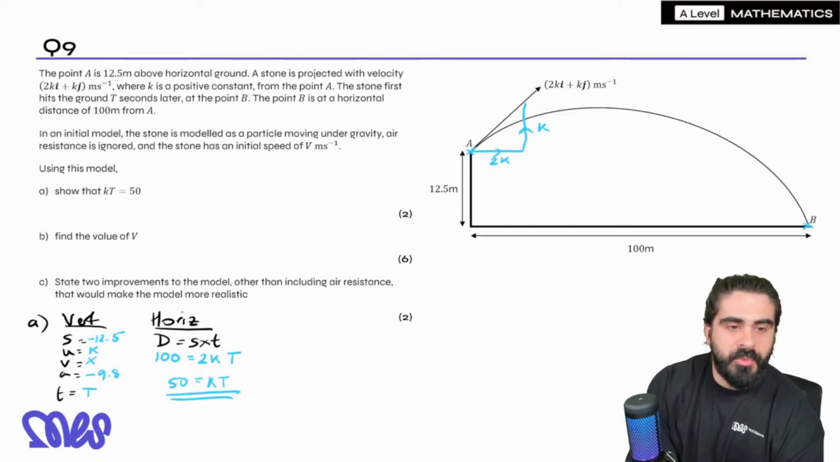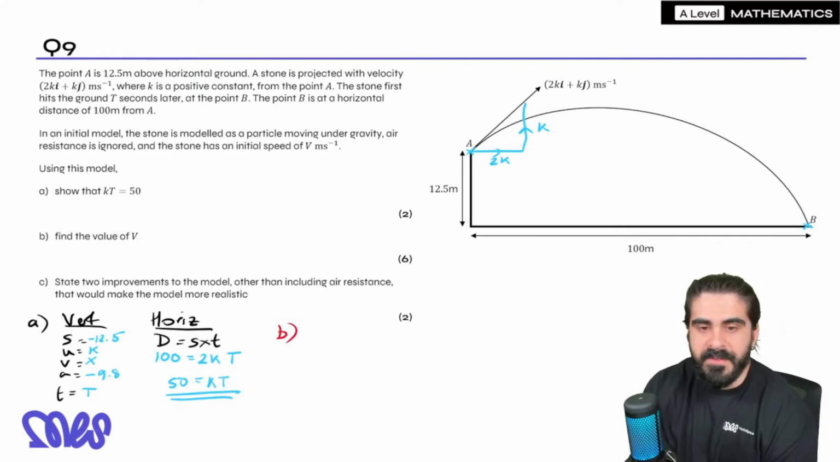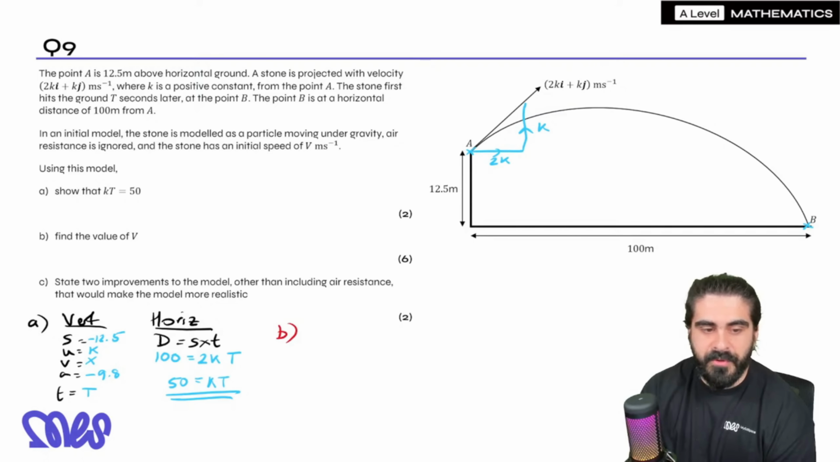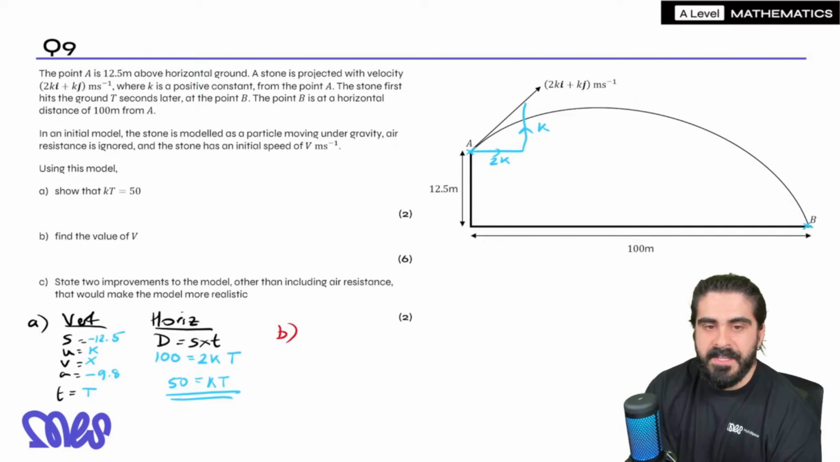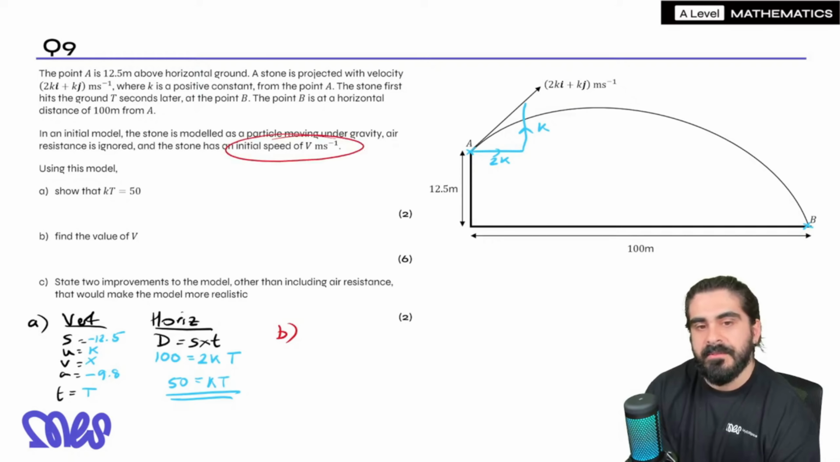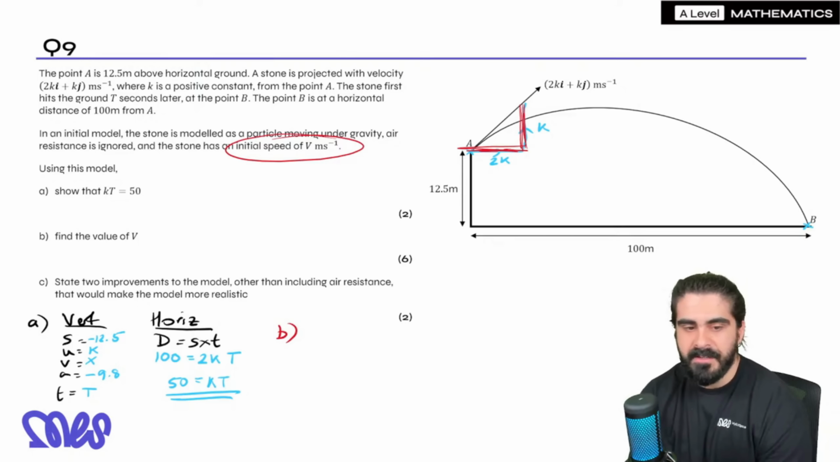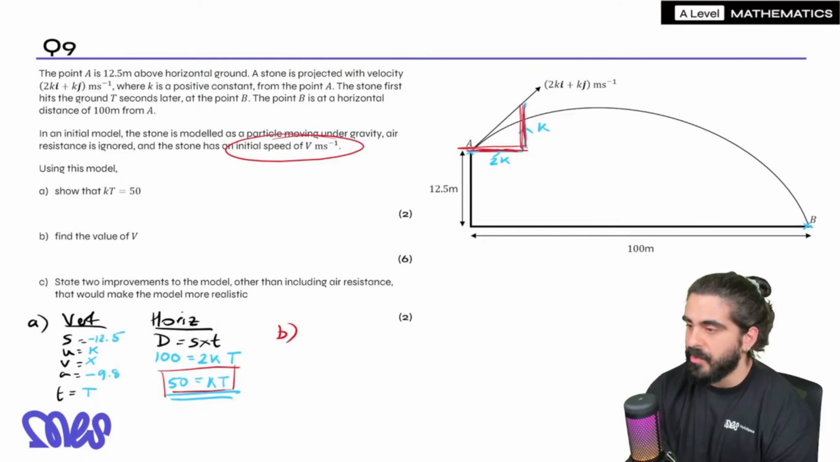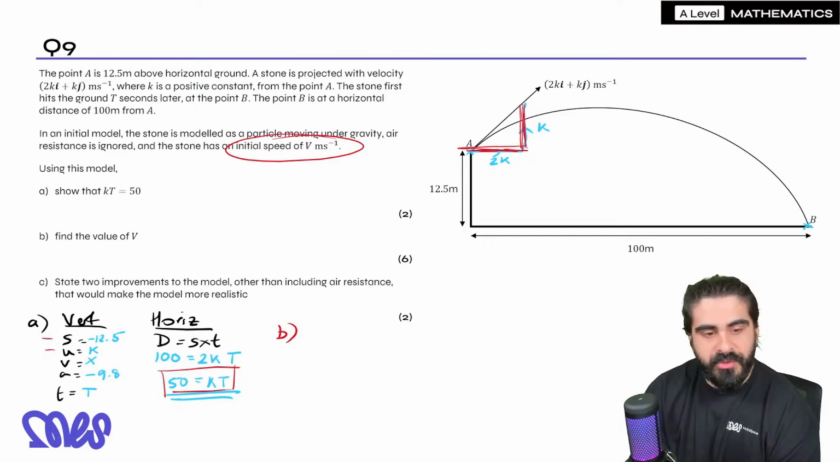Also, we've done all the hard work for part B. Find the value of v. So for that, we're going to write down our equation of motion for the vertical. In order for us to find v, the initial speed, we need to do Pythagoras on our components. So basically, we need to find k. We have one equation in terms of k and t. We need to find another one. As usual, SUVAT. It's always the same stuff with these.